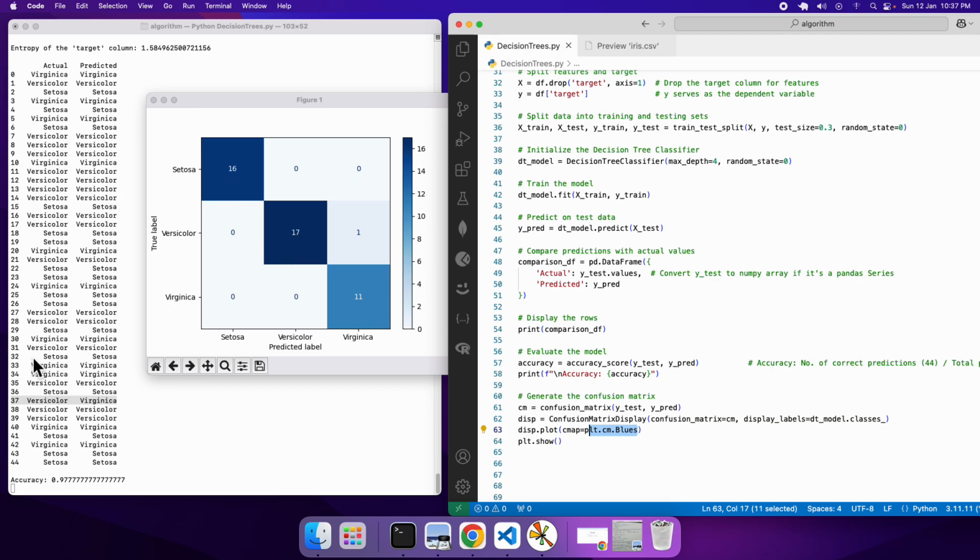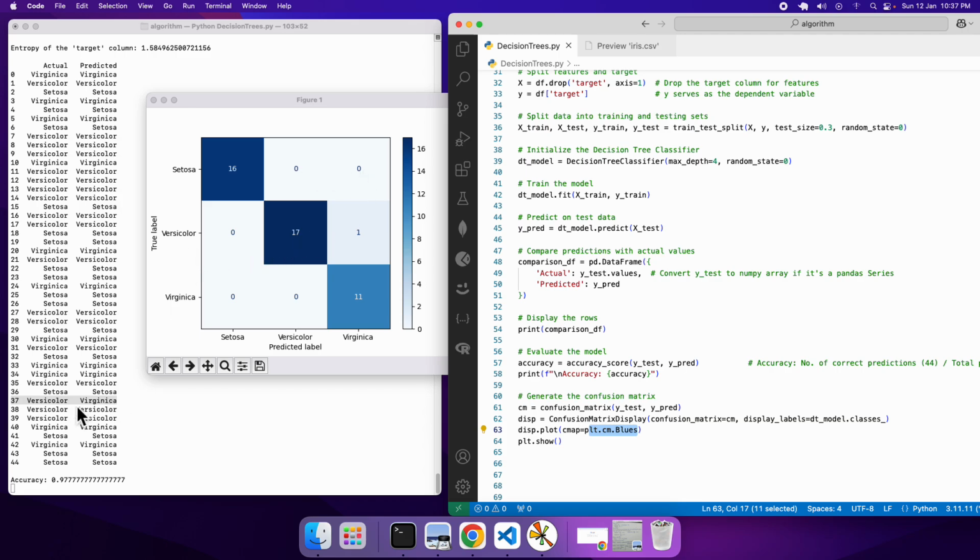Remember, we have got total 45 instances. What it is saying is that for setosa, there are 16 instances, and it has actually correctly figured out those 16 instances. So the actual label is 16, and the prediction is also 16. That means it has been able to identify 16 setosa correctly, and there are no wrong instances. That's the reason it is 0 and 0.